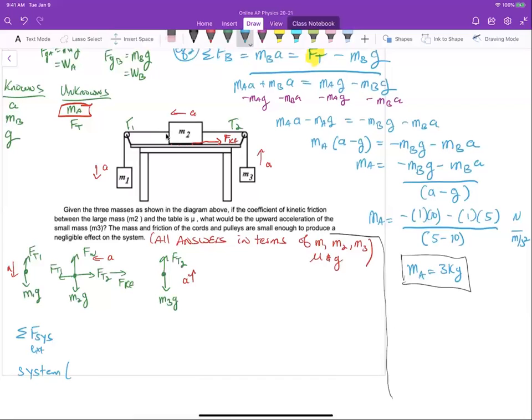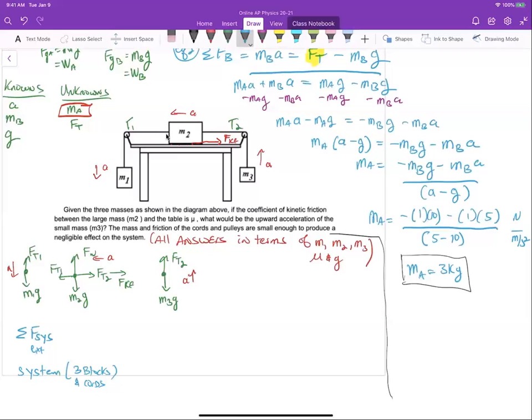The system are the three blocks. They're the things that are accelerating, and the chords that are between them. So we can put chords, I guess. Okay, so what are the external forces that are in the direction of acceleration?